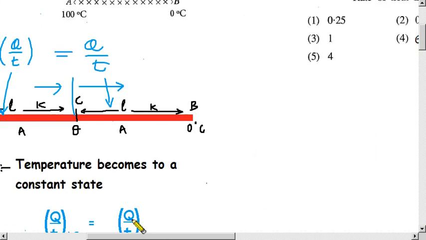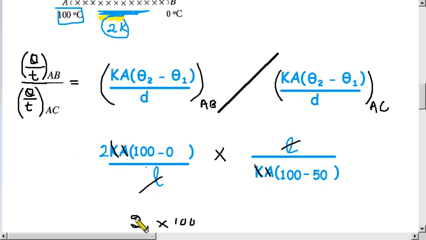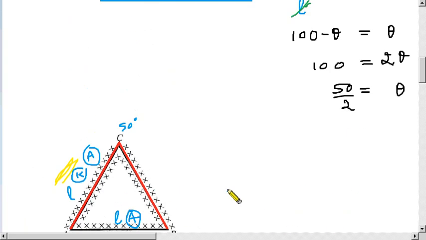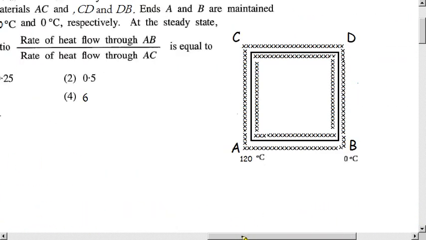I don't write all these things in this equation. I don't write these denominators because they cancel each other. You see, here and here cancel each other, and I don't write this cross-sectional area, they also cancel. I take only K values and temperature difference. So let us do it now.